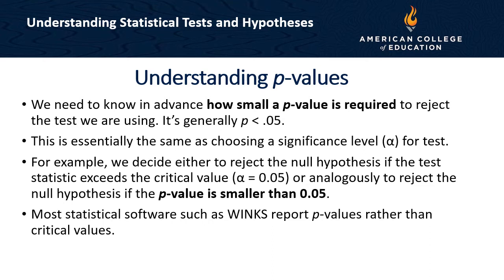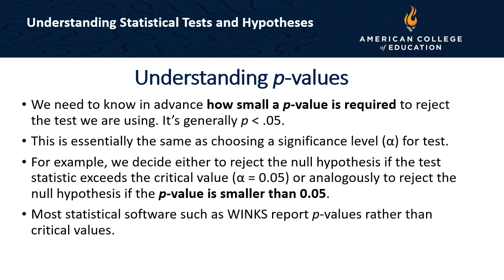In things like clinical trials for pharmaceutical research, there might be a smaller p-value required or a greater critical value. That is, we may need 97 or 99% confidence every time we conduct a new test on a different sample. But for social science research, generally, p is less than 0.05 is adequate.